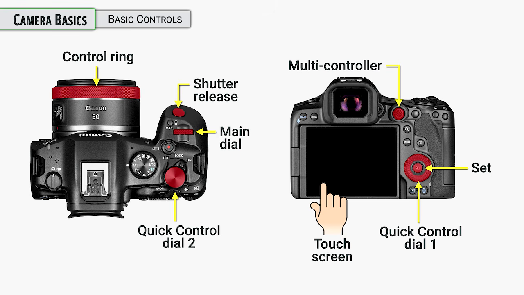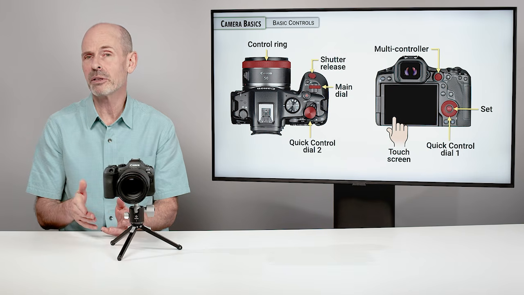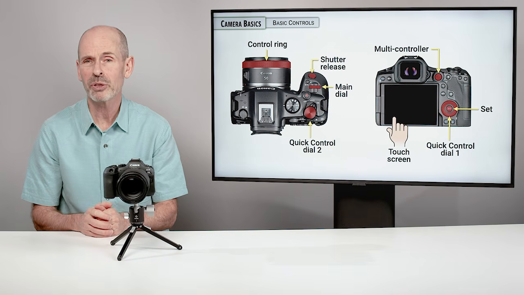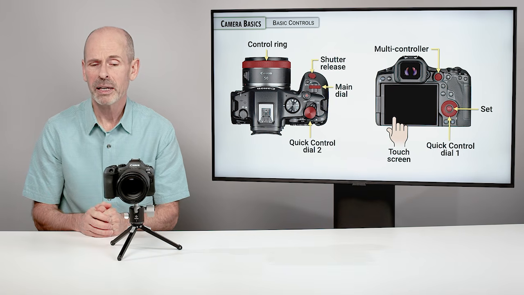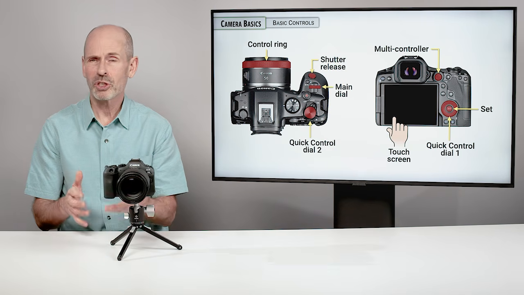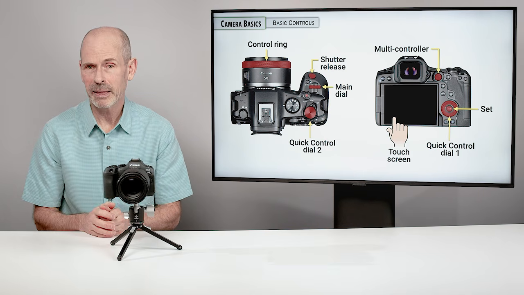Now the camera also has a touch screen that you can use. Some people like it, some people don't like it. If you don't like it, don't worry about it. You can turn it off. You can use buttons and dials for everything in controlling the screen. And so just an option that you have if you like that.